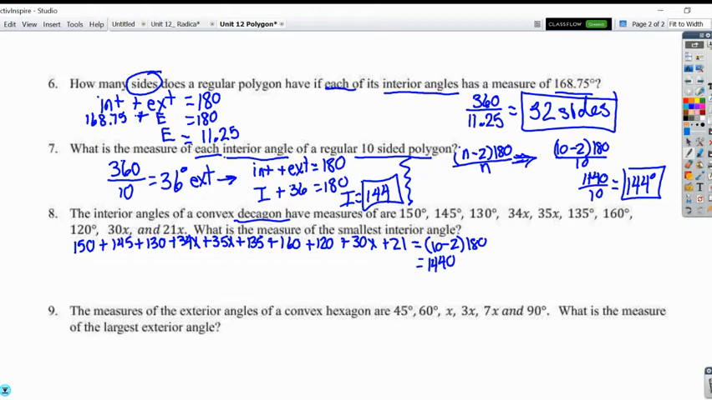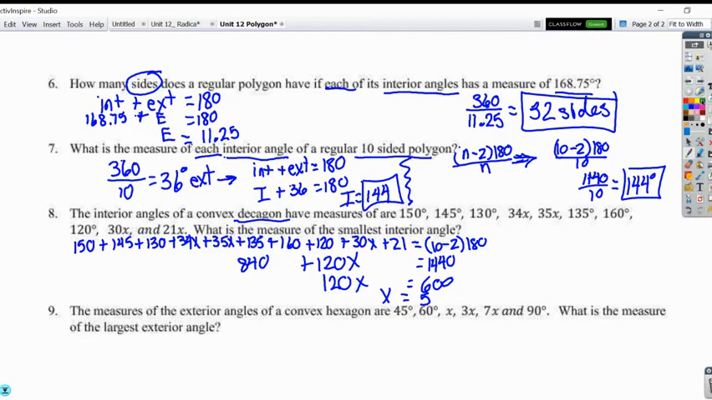So I've got to combine some like terms here. So I'm looking at my variables. I've got a 34, a 35, a 30, and a 21 that we are adding there. So that's 120x. And then as for my constants, 150, 145, 130, 135, 160, and 120, that's giving me 840. So as I continue solving, I'm going to subtract 840 from both sides. This is putting me at 600. Divide both sides by that 120 coefficient, and x is equal to 5.